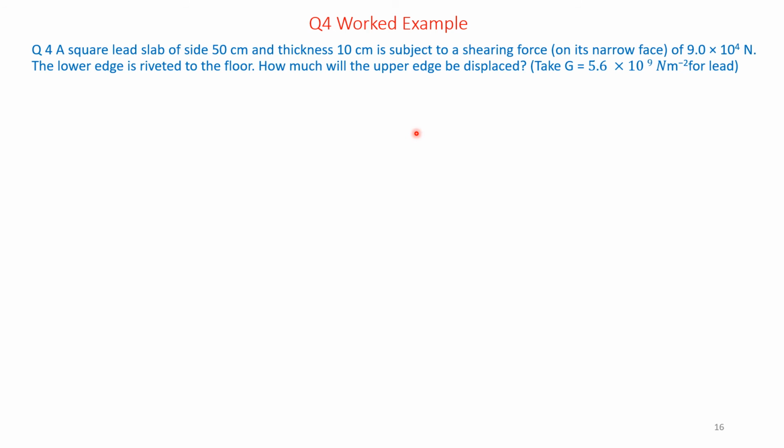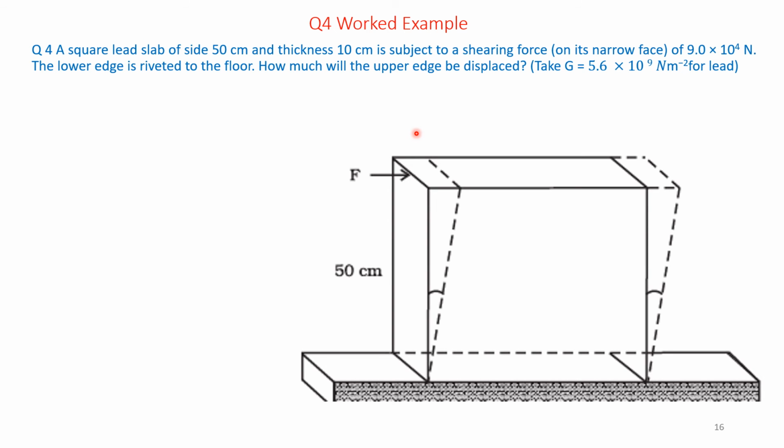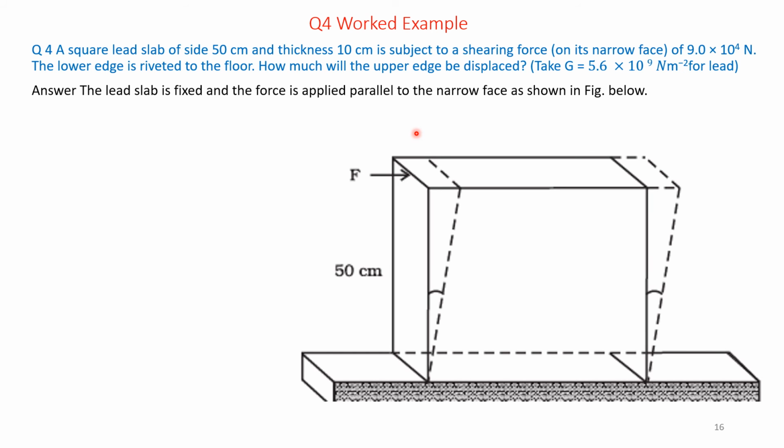Take the value of G, capital G, equal to 5.6 into 10 to the power of 9 newtons per meter square for lead. That is, G is the shear modulus. Therefore, the lead slab is fixed and the force is applied parallel to the narrow face as shown in the figure. That is, the force is applied as shown.